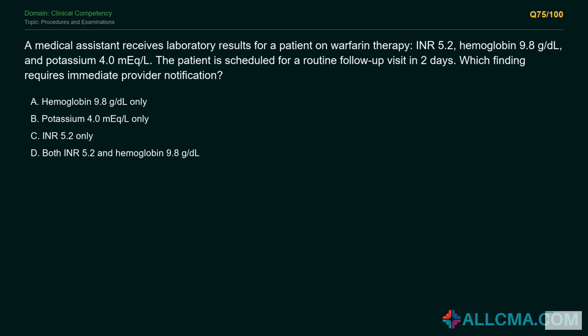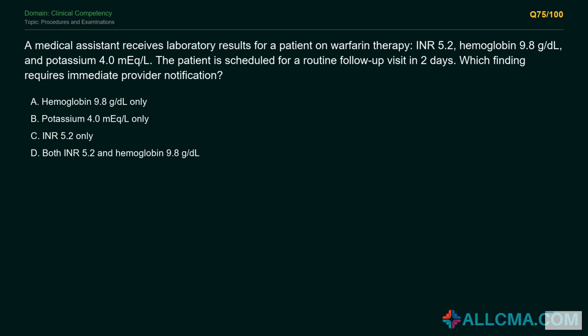Question 75. A medical assistant receives laboratory results for a patient on warfarin therapy: INR 5.2, hemoglobin 9.8 g/dL, and potassium 4.0 mEq/L. The patient is scheduled for a routine follow-up visit in 2 days. Which finding requires immediate provider notification? Option A, hemoglobin 9.8 g/dL only. Option B, potassium 4.0 mEq/L only. Option C, INR 5.2 only. Option D, both INR 5.2 and hemoglobin 9.8 g/dL.